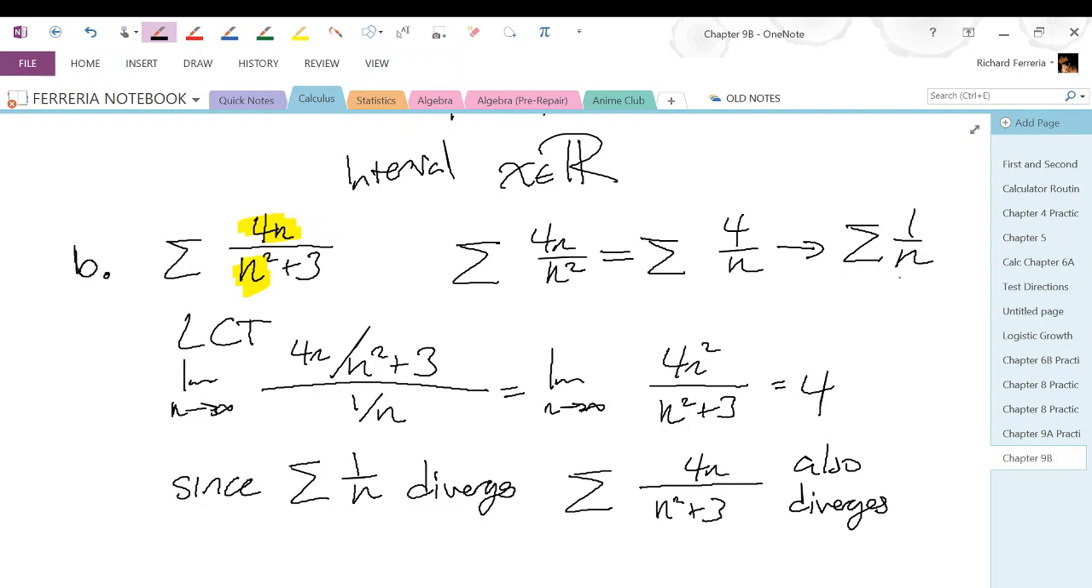Once we've simplified the lead terms to 4n over n, and then any constant that's left over, we turned it into a 1. And that'll get me the closest p-series.